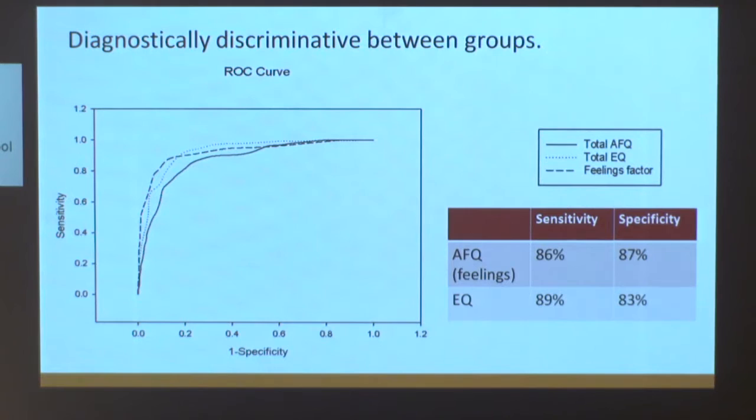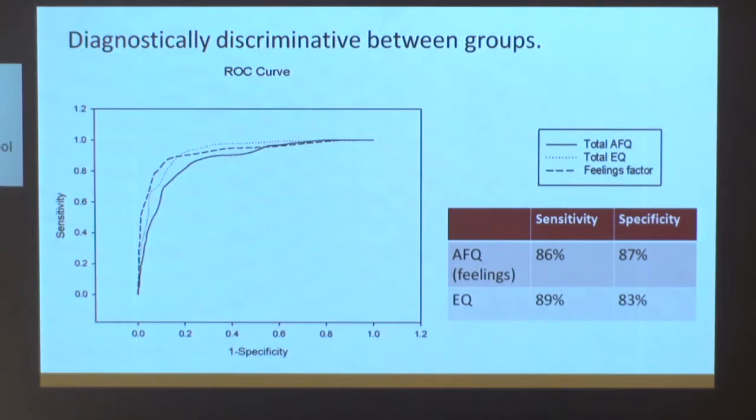The whole AFQ is not all that strong. The dotted line here is the performance of the EQ, the empathy quotient, and this is the performance of the feelings factor within the AFQ. So those feelings questions really show quite high levels of sensitivity and specificity.